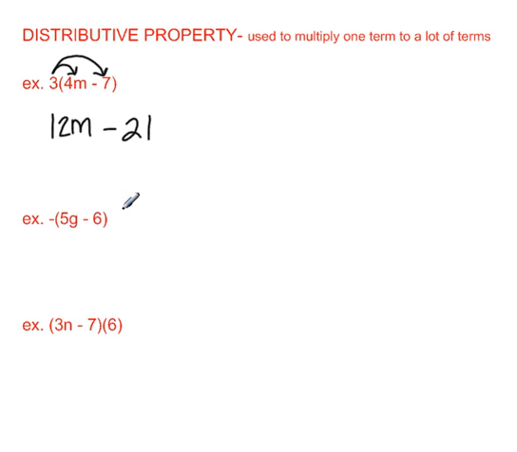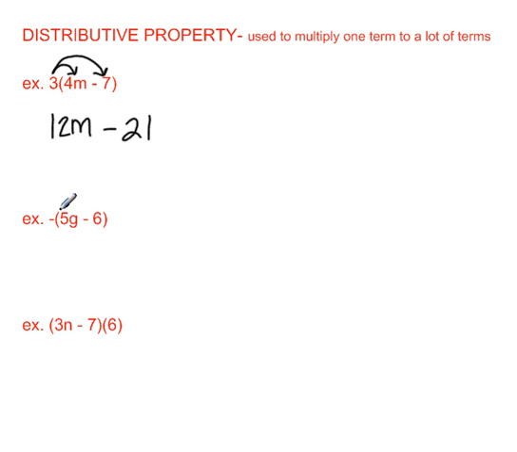Now after you distribute, look to see if you can combine like terms. Can we combine 12m and negative 21? No, we can't because they do not share the same variable. This is a constant, so they cannot be combined. All right, let's go to example 2.